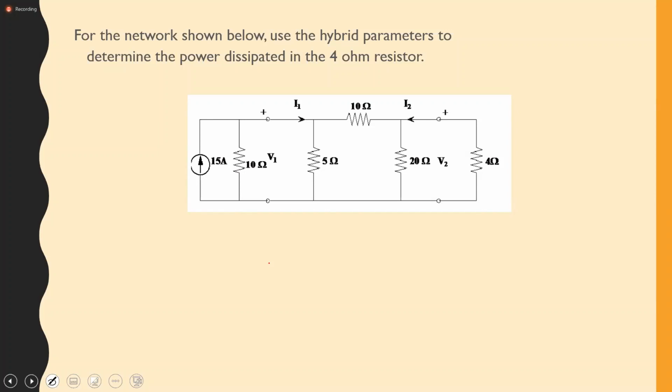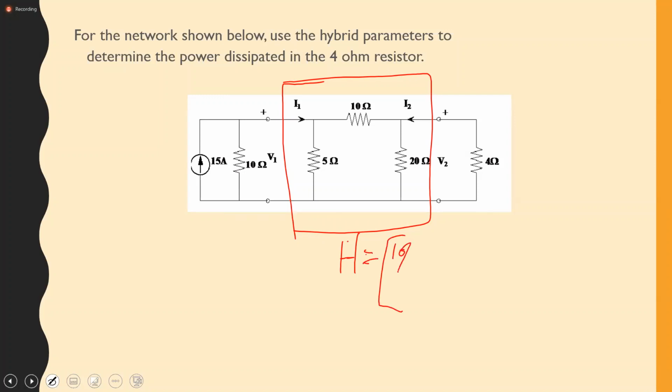And once again, students, as you can see, we can take out this network and we have the H parameters for this network. The H parameters being 10/3, 1/3, minus 1/3, and 35/300. All right, so those are our parameters.